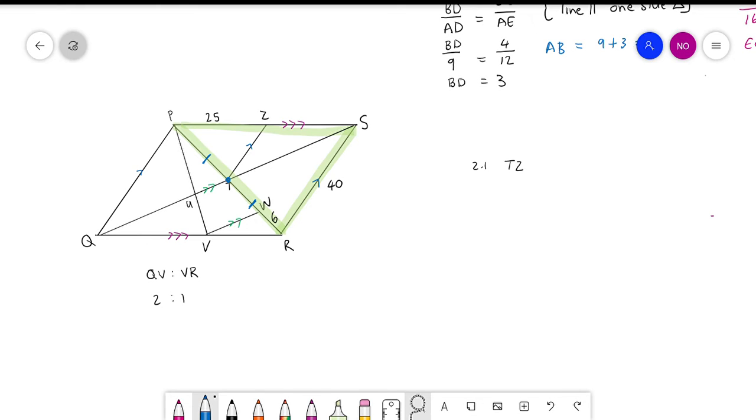The diagonals of a parallelogram bisect one another. So you have to know.